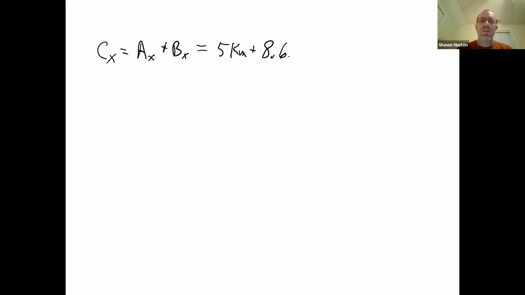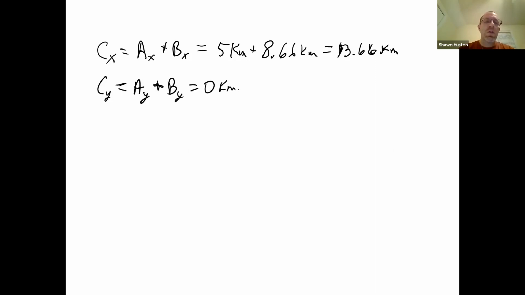So 8.66 kilometers, that gives me 13.66 kilometers. The struggle is real. Okay, 13, there we go. All right, well, what about C sub y? C sub y is A sub y plus B sub y. This looks like 0 kilometers plus 5 kilometers. That gives me a y component for vector C of 5 kilometers.